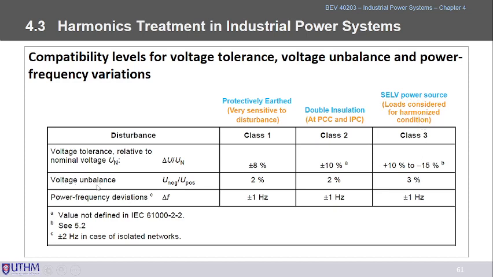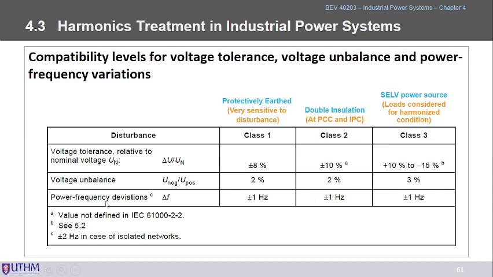And you can see the voltage unbalance. This voltage unbalance is different from the harmonics. Voltage unbalance is defined by the voltage of the negative sequence divided by the voltage of the positive sequence. That means the negative sequence and the positive sequence have some difference, and this is the so-called voltage unbalance. For voltage unbalance, class 1 is 2%, class 2 as well is 2%, but class 3 is allowed up to 3%.